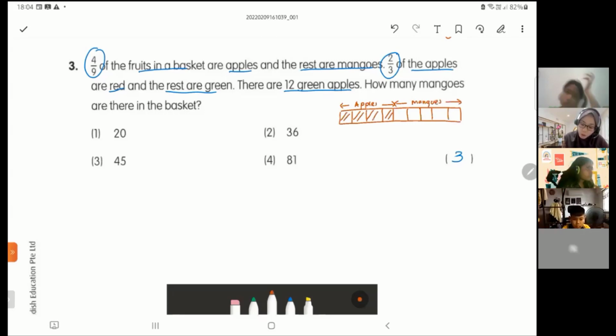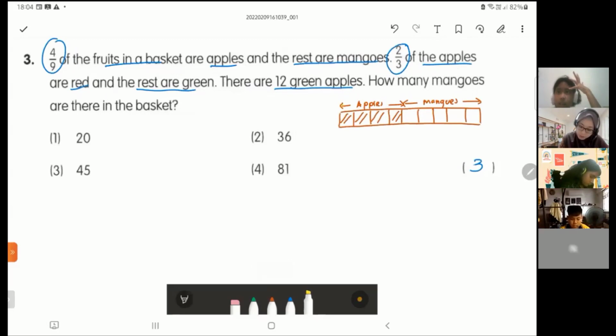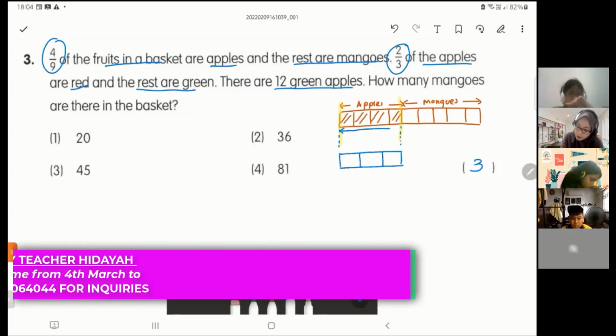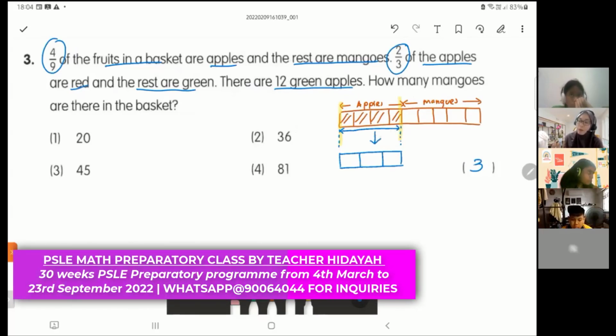Okay. So we have here 2/3 of the apples are red and the rest are green. Now of the apples I have here, 2/3 of them are red and the rest are green. So if you want to, you can draw a drop-down model. Not sure whether your teacher taught this in school. You can do this as well. So the apples, I will be cutting into 3 parts because it's 2/3, right? Now 2/3 of these apples, I'm redrawing them into 3 parts.